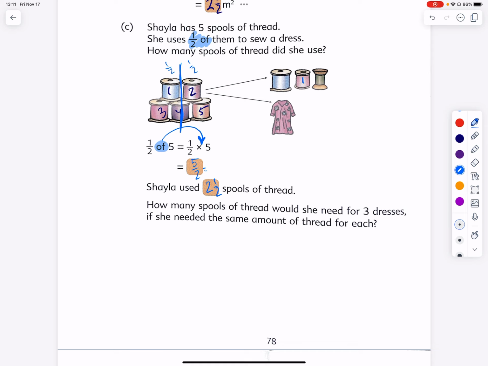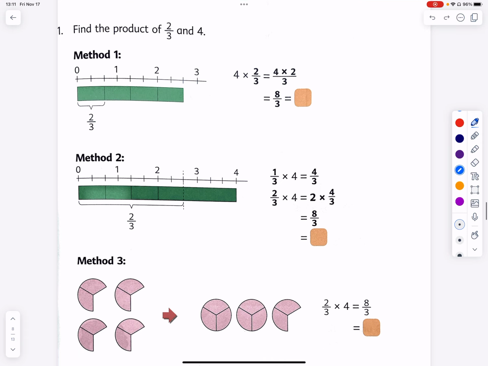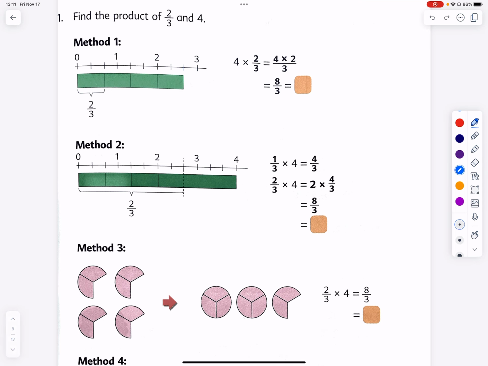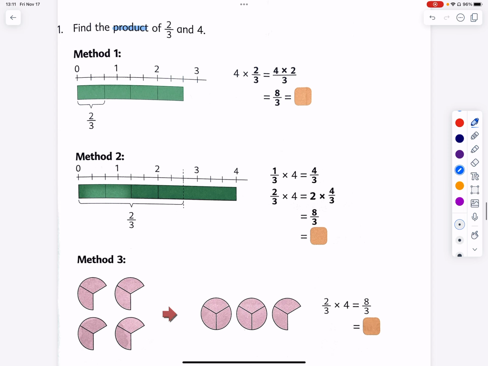We have 1, 2, I don't know, maybe a half. Doesn't look like 2.5, but sure, let's move on. And now we have just various ways of finding products. We know product means multiplication. So when we're looking for multiplication, or when we're looking for products, we are just multiplying, right?